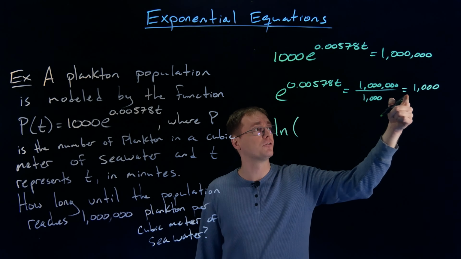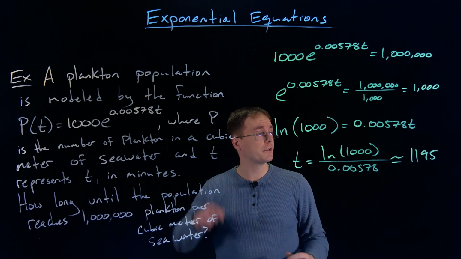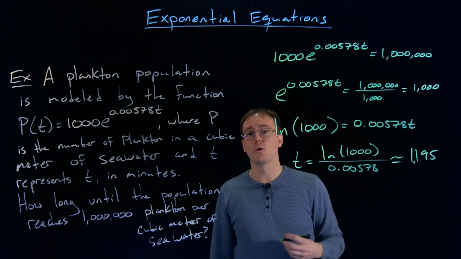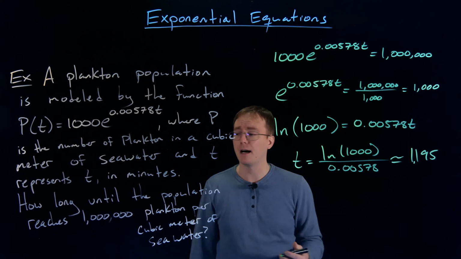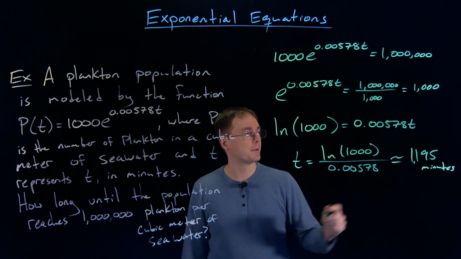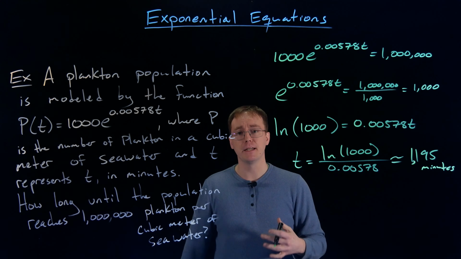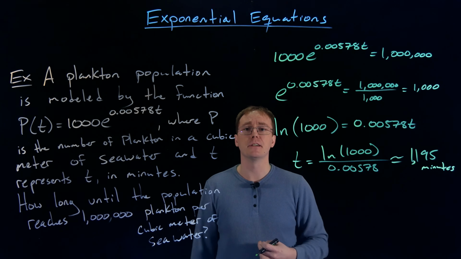And now we're just one step away from finding the exact value of t, or how long it takes for our population to grow to 1 million plankton per cubic meter of seawater. We just have to divide the natural log of 1,000 by that decimal in front of t. So we have the natural log of 1,000 divided by 0.00578. When I entered that into my calculator, I got a value of approximately 1,195. And remember, our units for time here are minutes. So it takes about 1,195 minutes, rounding to the nearest minute, for this plankton population to grow from 1,000 plankton to 1 million plankton.